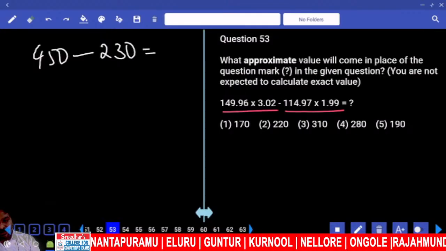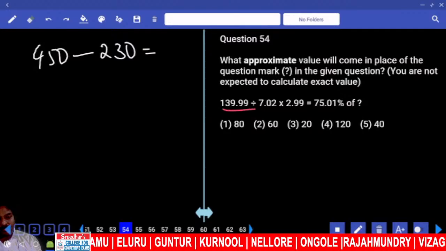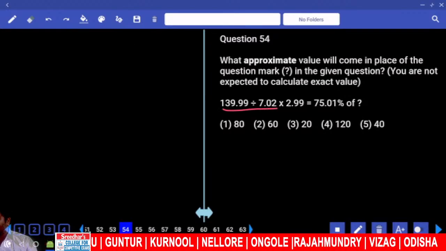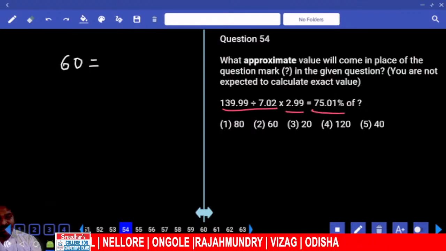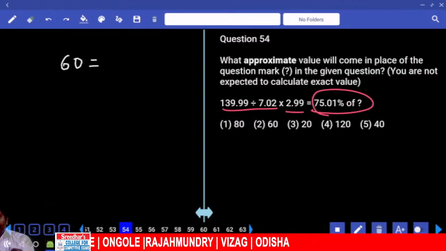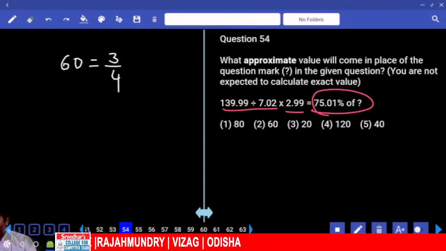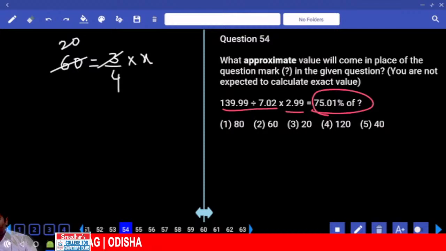Answer 220. 140 by 7, 20 into 3 is equal to 60. 75% of which number? Can I treat 75% as 3/4? X is equal to 80.